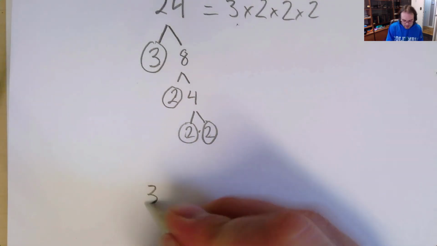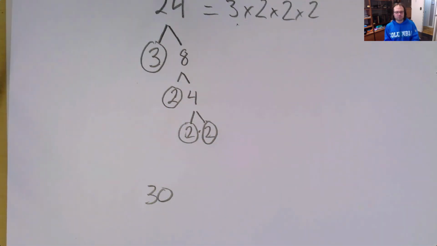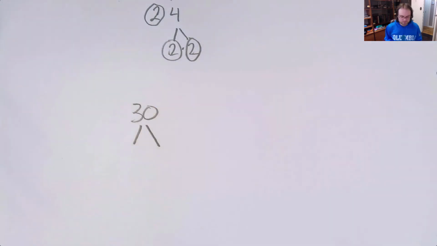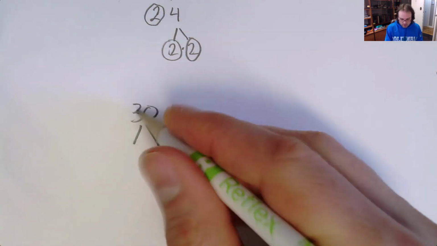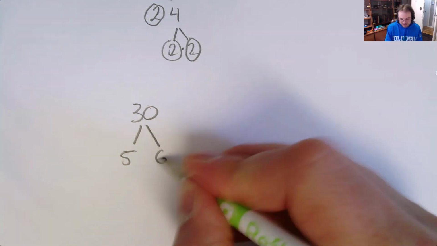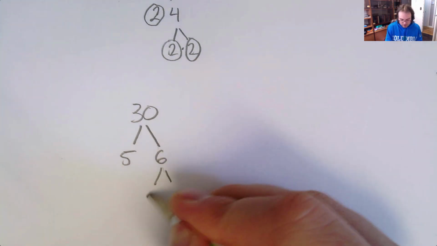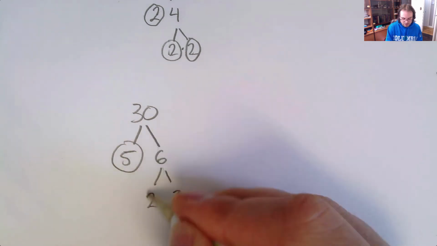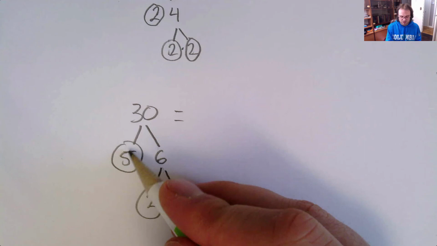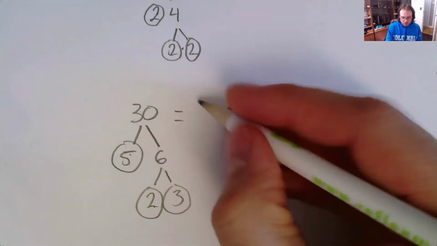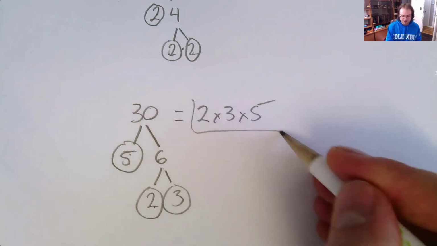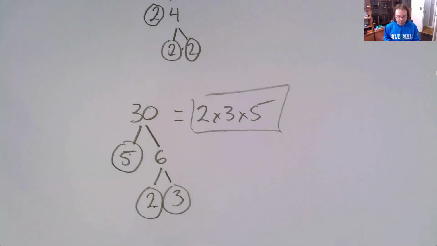Let's try 30. We're going to try to find the prime factors of 30. Well, I want to break this down. Here, what is 30 divided by? 5, which is 5 times 6. That's the same thing as 2 times 3. These here are my primes. So then this is equal to 5 times 2 times 3, or 2 times 3 times 5. And these here are my answer, because that's my prime factors of 30.